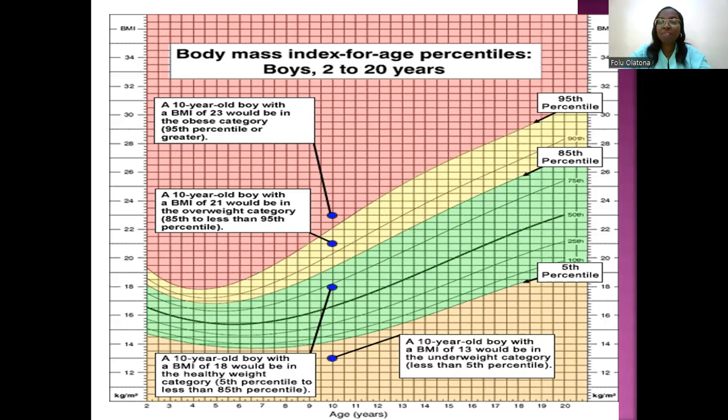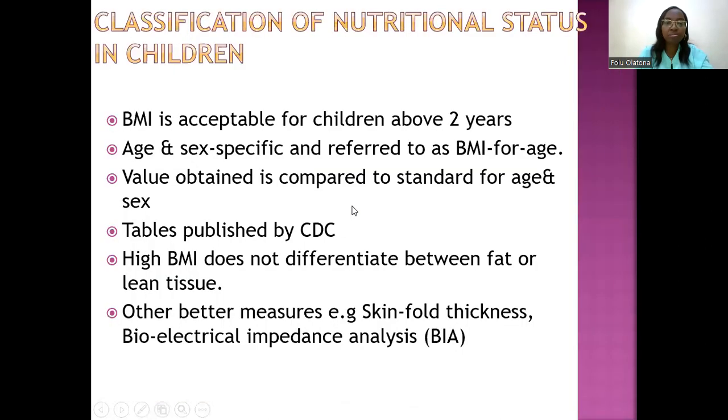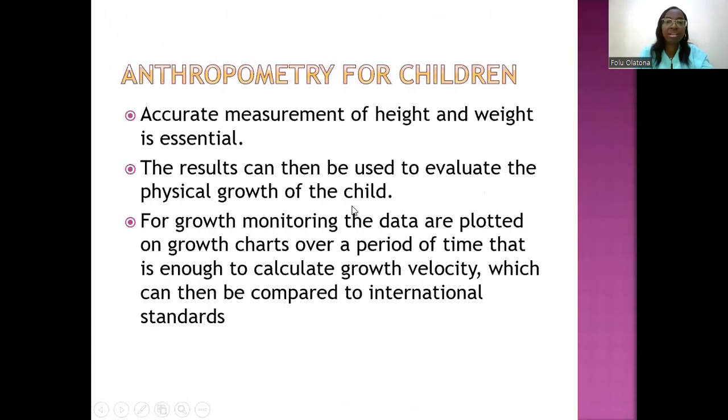So if you plotted 5 dots and 3 of them were within the green boundary, and then you now find out that the dots are going down, what's happening to that child? If it goes from the green boundary and it now comes down to below the green boundary, that child is losing weight, and that's what we call growth faltering. The child was growing well before, then something happens, and the growth is faltering. So you need to find out, why is this child losing weight?